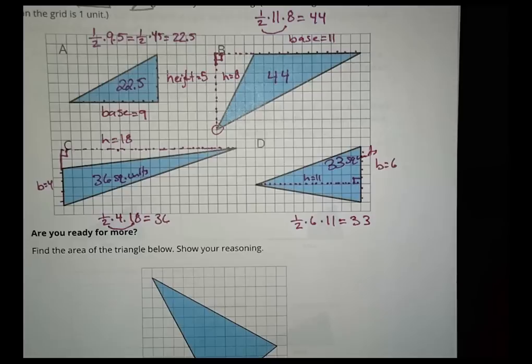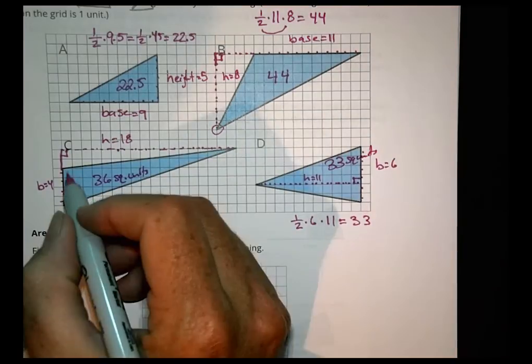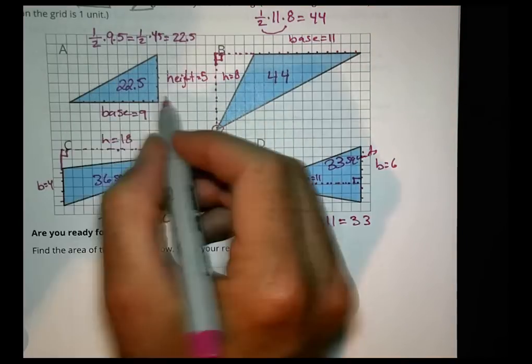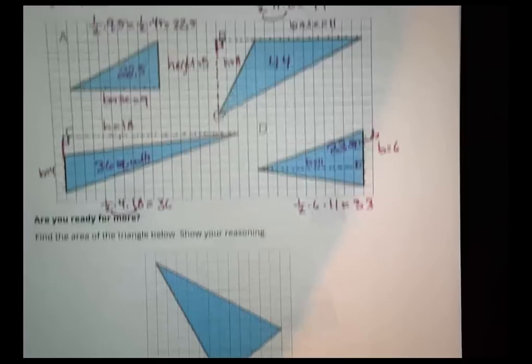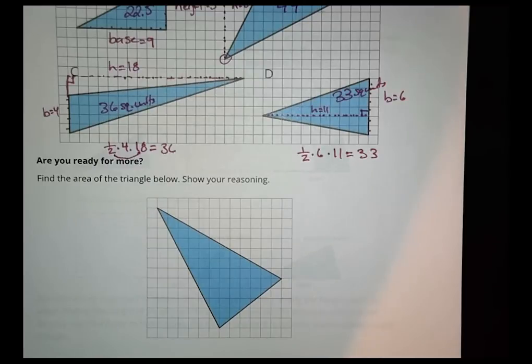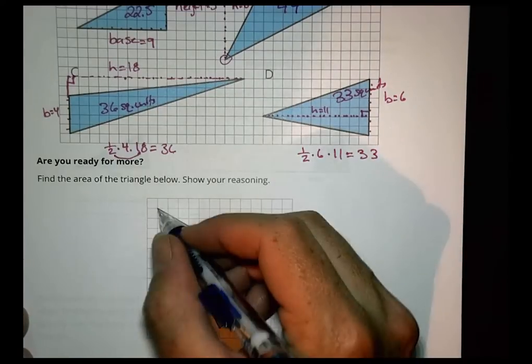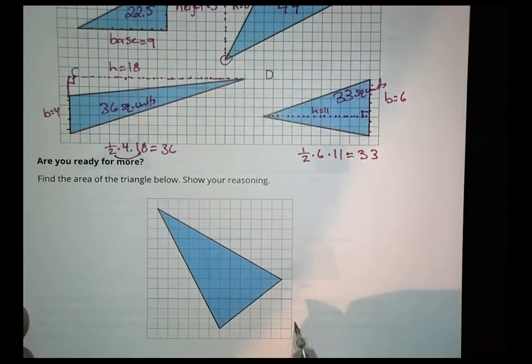They're easy to do because we're using the grid lines on the horizontal ones here or the vertical ones to make a nice base. But let's take a look at this last one here on the Are You Ready for More? And I think it's a great question. It wants you to find the area of the triangle below. And it's a great question because we can see it doesn't utilize one of the vertical grid lines or the horizontal grid lines. So it makes things a little bit more complicated.